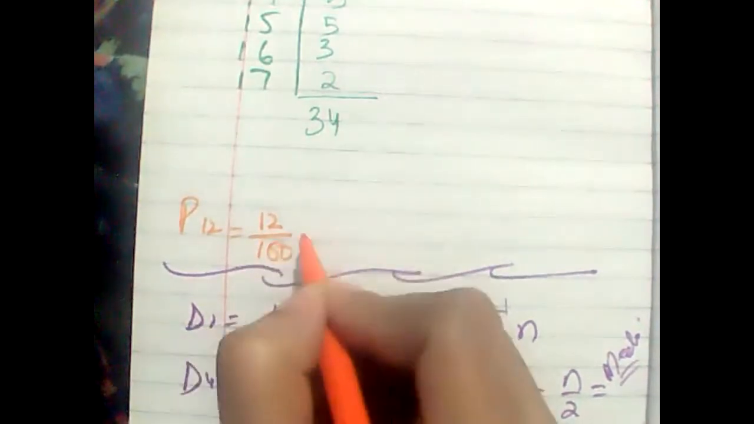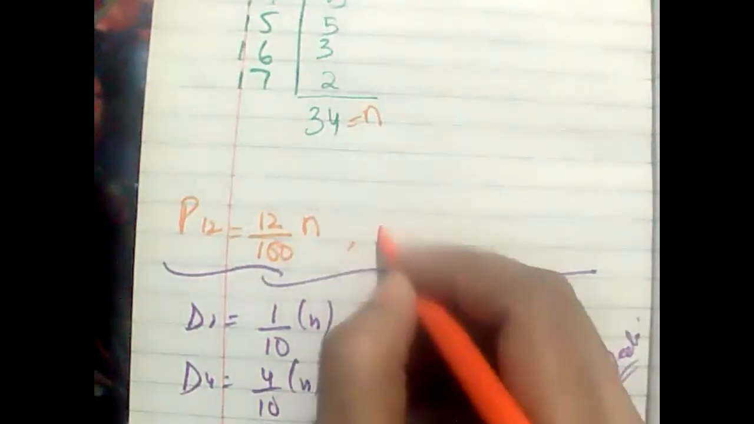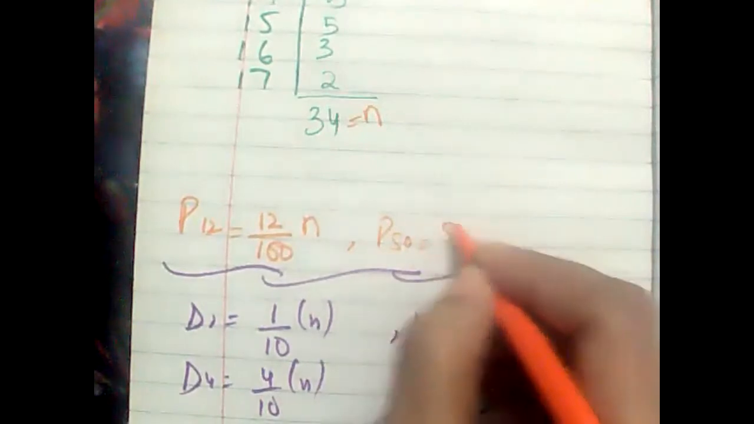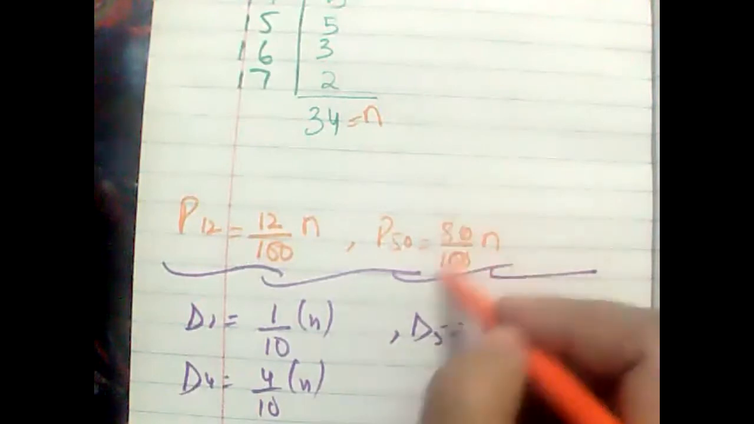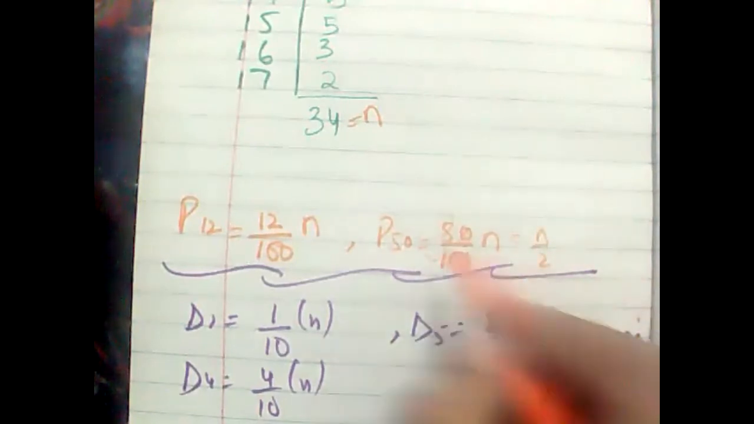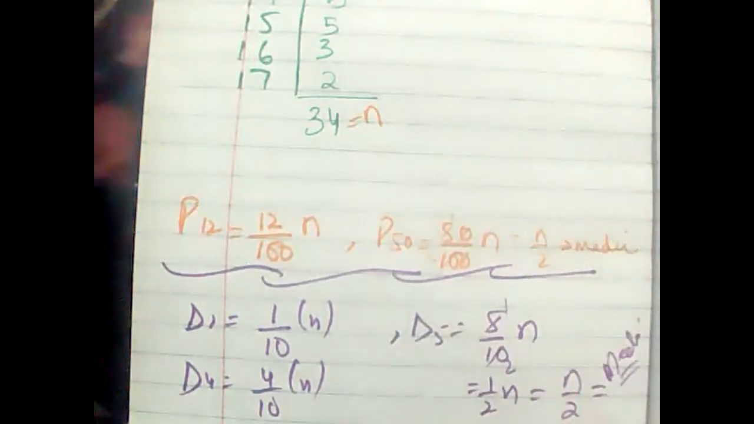12 upon 100 out of the whole, whatever the total number of values in the question. Like in my example, which I'm going to do with you, n is 34, right? Similarly, look at P50. P50 is 50 upon 100 into n, so it's n upon 2. So again, P50 is the median. Now you got the idea what I mean by percentile, deciles, and quartiles.